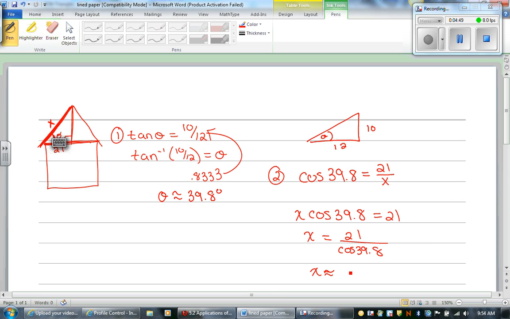So when I put that into my calculator, I get a length of approximately 27.3, and that's going to be in feet. Okay, so the length of the rafter for this house is approximately 27.3 feet.